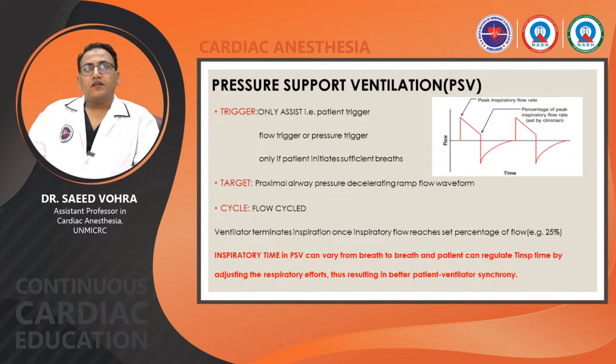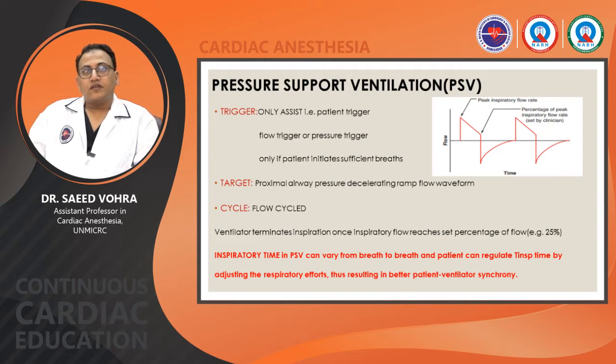Pressure support ventilation. The trigger here is only assist trigger, that is, all the breaths are initiated by the patient. The target is a proximal airway pressure, and it generates a decelerating ramp flow waveform like pressure control ventilation, because it is a pressure targeted mode. The cycle is a flow cycle.